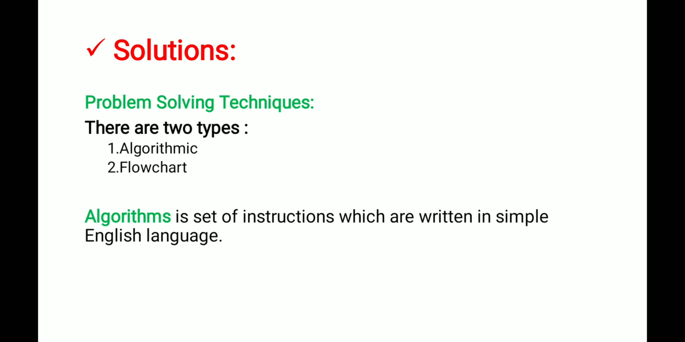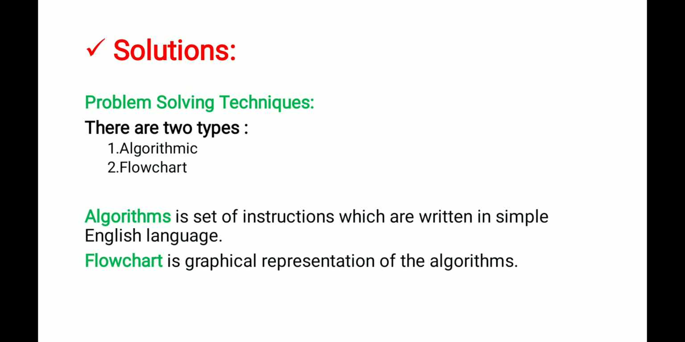So algorithm क्या है? What is meant by algorithm? Algorithm is a set of instructions which are written in simple English language. Algorithm is a step-by-step logic for a program to solve a specific problem. कोई भी problem अगर हमको solve करना है तो उसका step by step solution हम algorithm बोलते हैं. और flowchart क्या है? Graphical representation of algorithm. उस algorithm को ही हम convert करते हैं graphical flow representation में, उसको हम बोलते हैं flowchart.